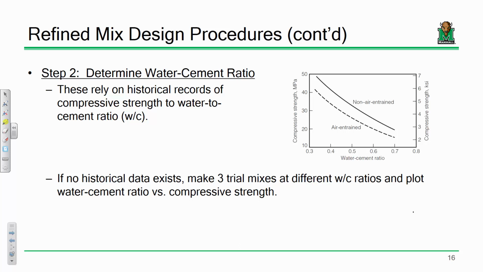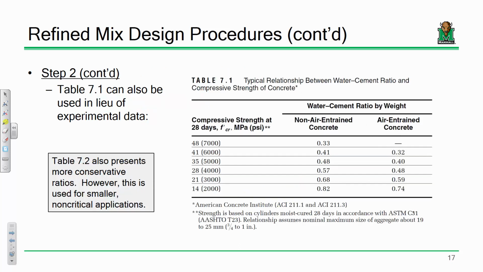But if you are completely starting from scratch, make a few different trial mixes at different water-cement ratios, do one at 40, 50, and 60, test them, and plot your results. And then you've got some trends that you can build off of, and you can keep building off of them more and more with more data.